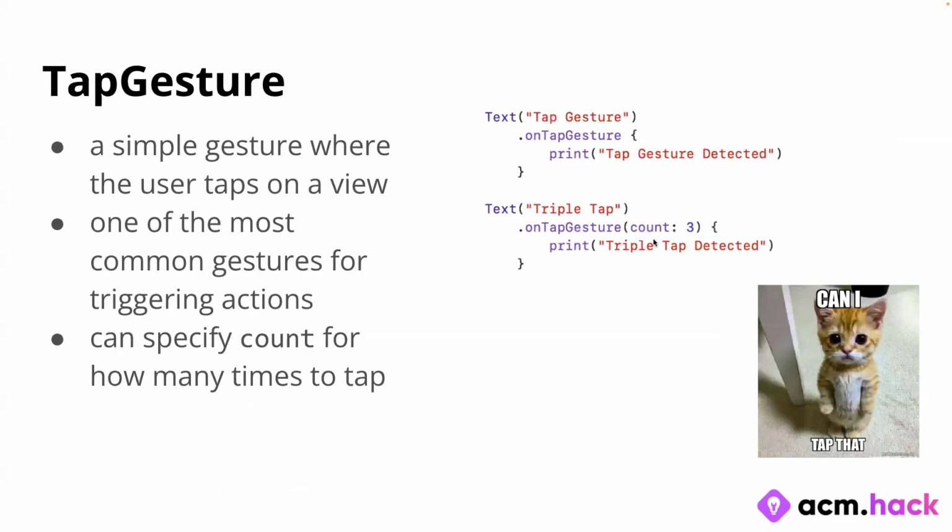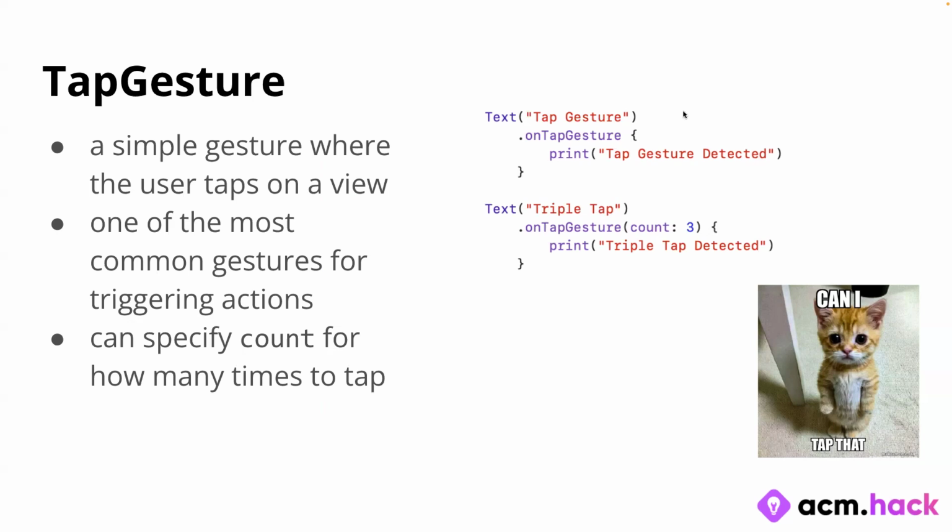So I'll be talking about 3 main gestures. There are going to be a lot more, but hopefully this will get the basic ideas across. The first one we have is the tap gesture, and this is just a simple gesture where the user taps on a view. It's one of the most common gestures for triggering actions. And one thing about the tap gesture is that you can specify the count for how many times you tap.